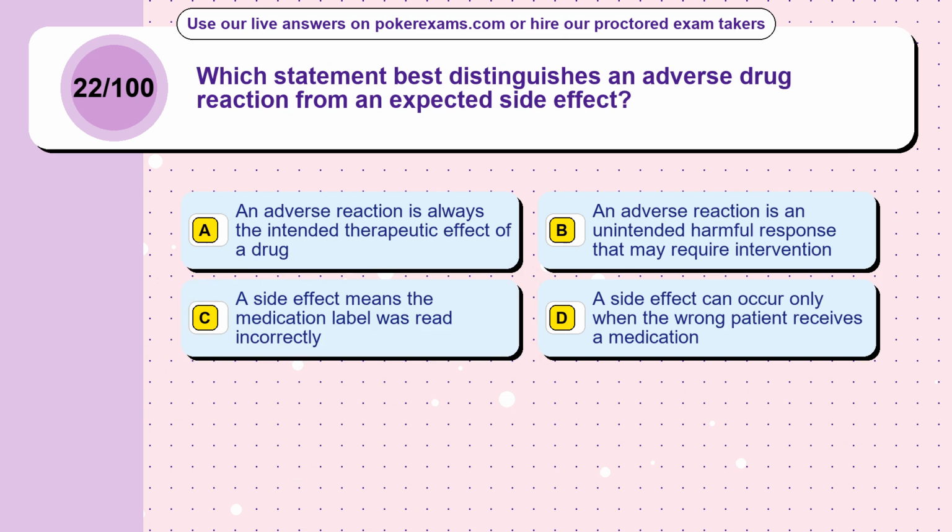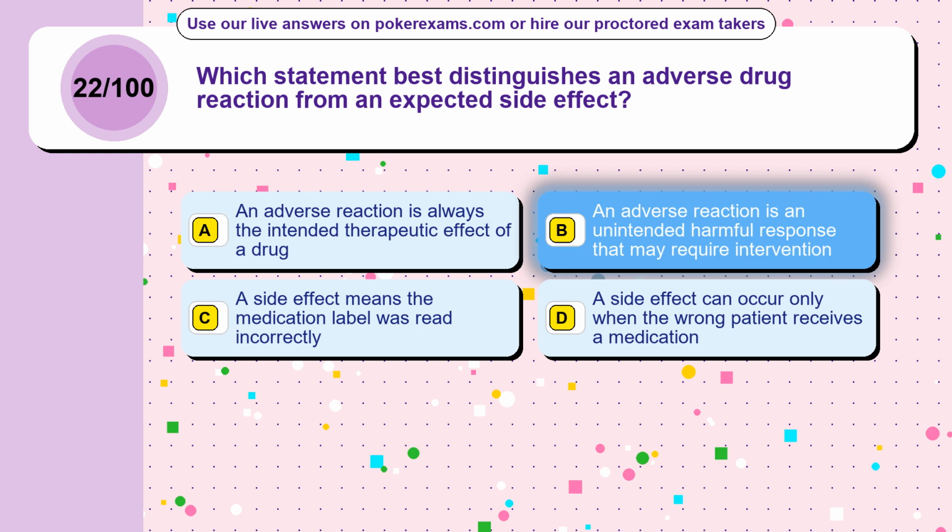Question 22. Which statement best distinguishes an adverse drug reaction from an expected side effect? Option A. An adverse reaction is always the intended therapeutic effect of a drug. Option B. An adverse reaction is an unintended harmful response that may require intervention. Option C. A side effect means the medication label was read incorrectly. Option D. A side effect can occur only when the wrong patient receives a medication.